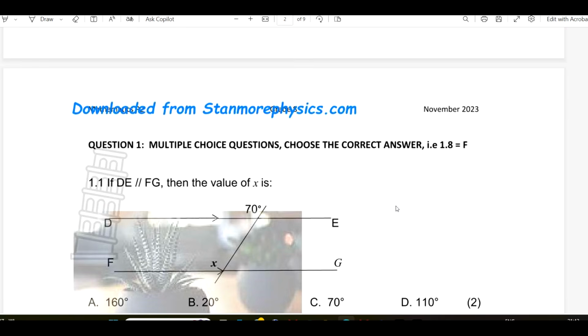This is for grade 8 mathematics November exam questions. Grade 8 learners, please use this question paper to prepare for your examination. Use this question paper to practice and prepare for your November 2025 examinations.